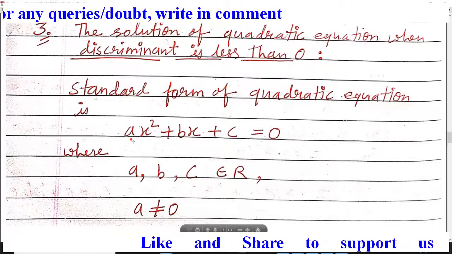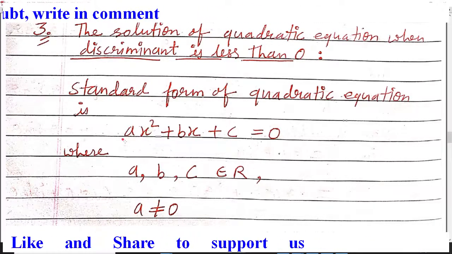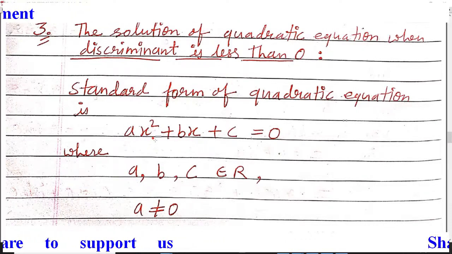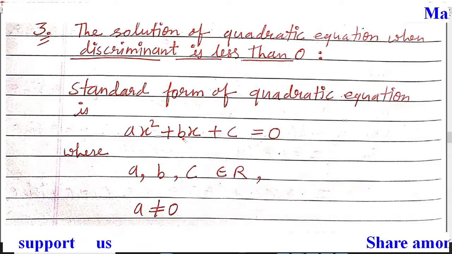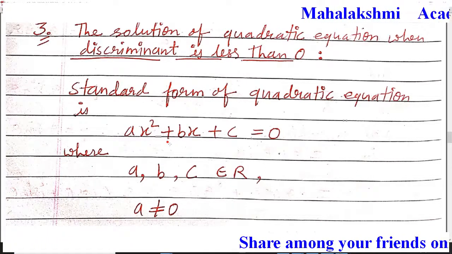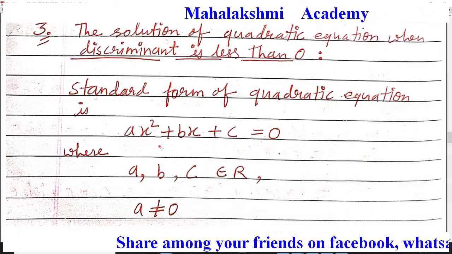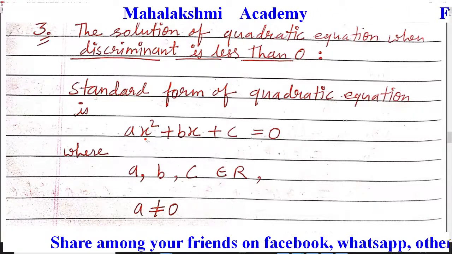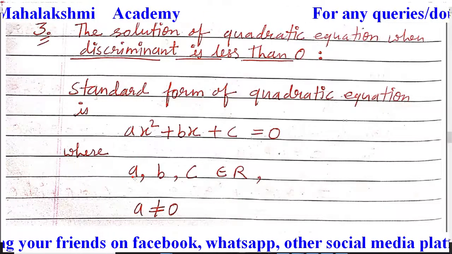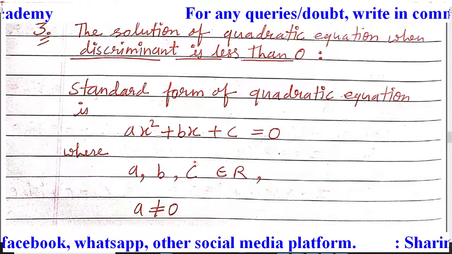Why? Because if a is 0 and we replace the value here, this complete term is going to be 0. So there is no term which has x square, and if x square vanishes, then it's not going to be a quadratic equation, it's going to be a linear equation. For a quadratic equation, it's very necessary that at least one term is present which has the x square variable. That's why here a cannot be 0. So this is the standard form of a quadratic equation.